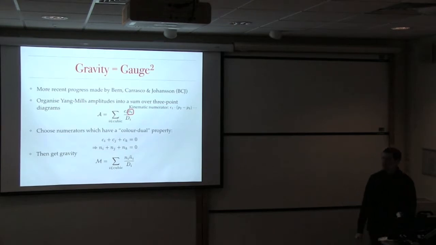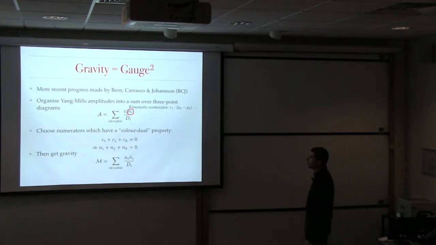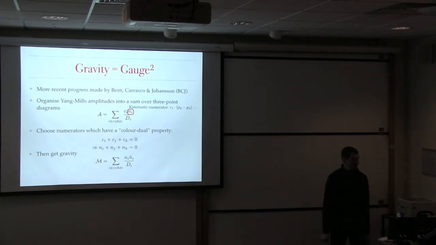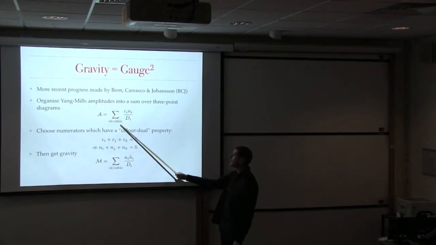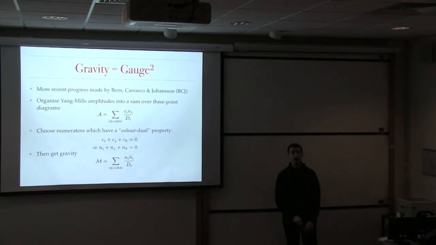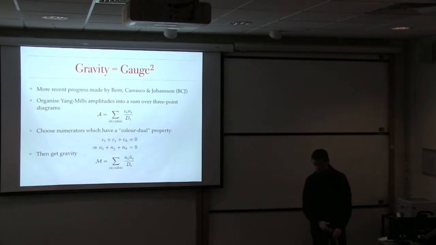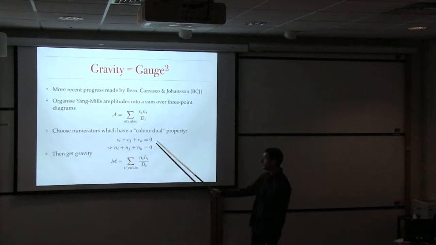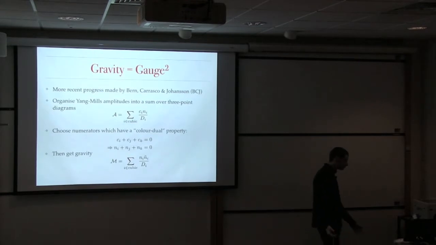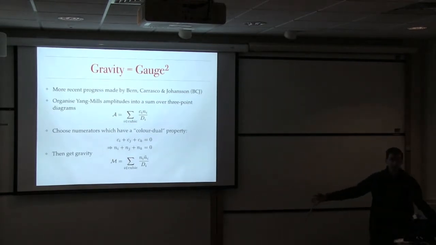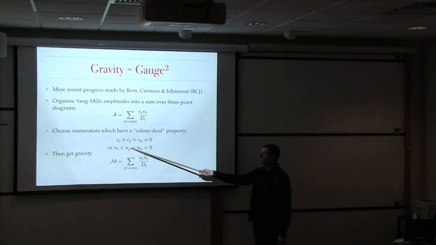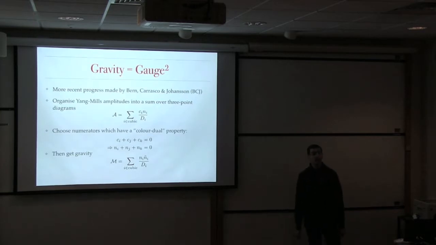Now, the idea of BCJ is to make a very special choice of these Nis. And the recipe is simple. Amongst this set of cubic diagrams, there's going to be a bunch of cubic diagrams which have the property that the color factors, the Cis, satisfy a Jacobi relation. So the Jacobi relation is just true because of group theory. There are always going to be loads of diagrams that fall into families of three, such that the color factors satisfy Jacobi identities.